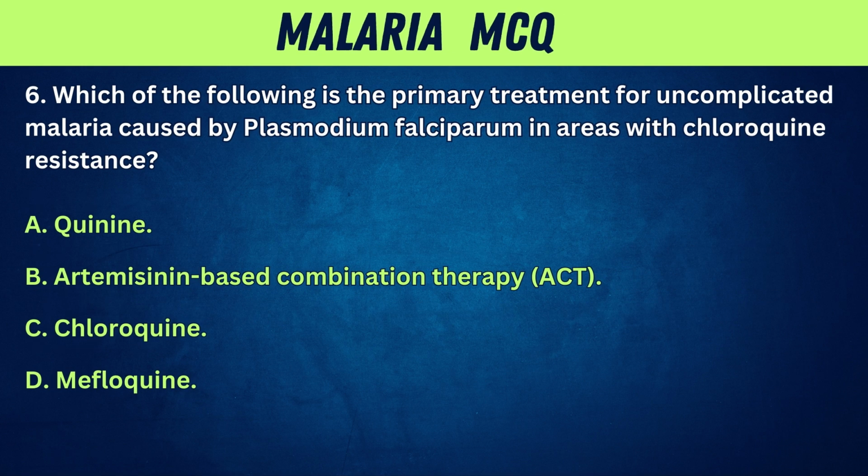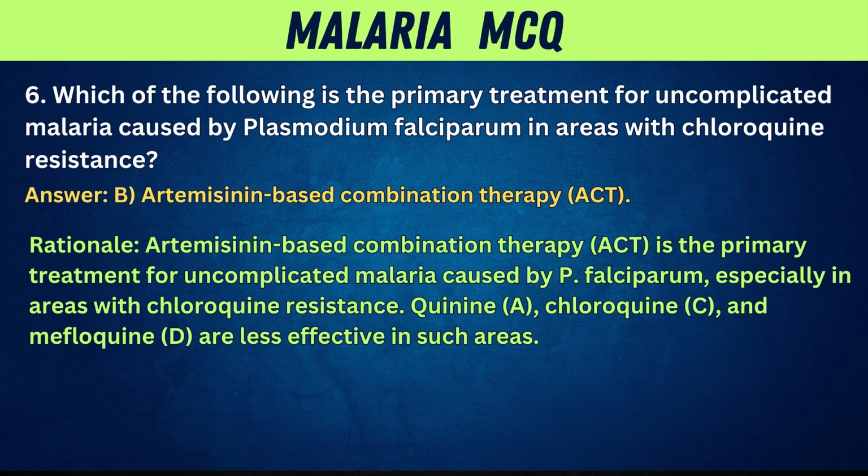6. Which of the following is the primary treatment for uncomplicated malaria caused by Plasmodium falciparum in areas with chloroquine resistance? A. Quinine. B. Artemisinin-based combination therapy, ACT. C. Chloroquine. D. Mefloquine. Answer: B. Artemisinin-based combination therapy, ACT. Rationale: artemisinin-based combination therapy, ACT, is the primary treatment for uncomplicated malaria caused by P. falciparum, especially in areas with chloroquine resistance. Quinine, A, chloroquine, C, and mefloquine, D, are less effective in such areas.